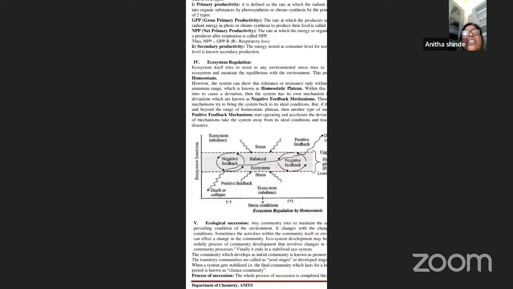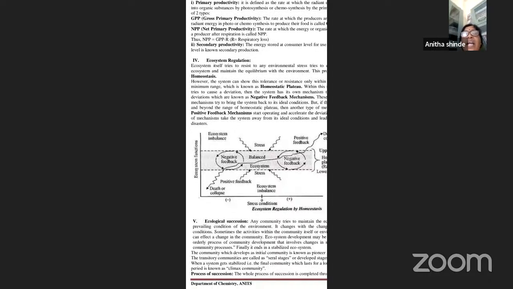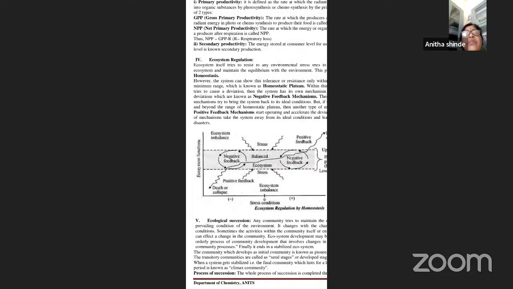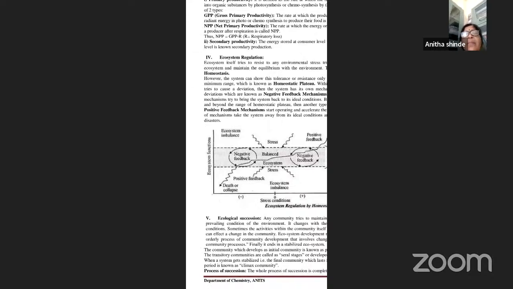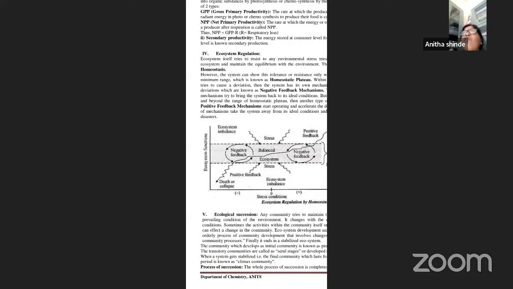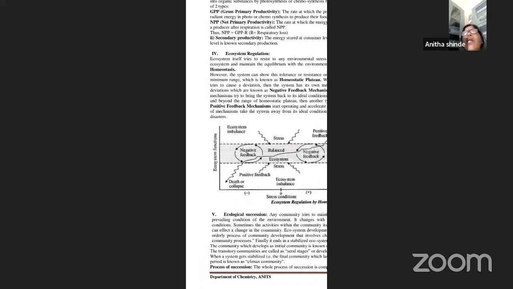These negative feedback mechanisms try to bring the system back to its original conditions. But if the stress is very, very high and beyond the range of this homeostatic plateau, then another type of mechanism, the positive feedback mechanism, will start operating and accelerate the deviations. So to regulate the ecosystem and maintain the balance within it, we always need to know what a negative feedback mechanism is and what a positive feedback mechanism is.